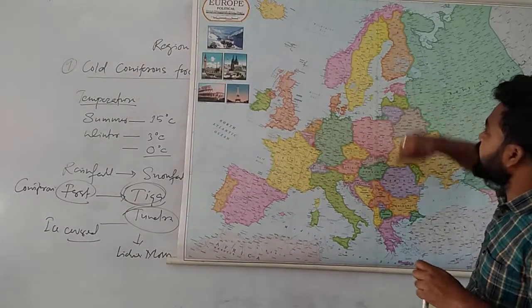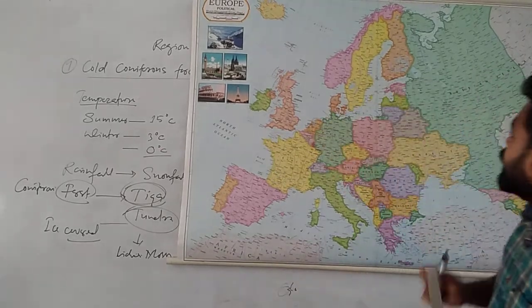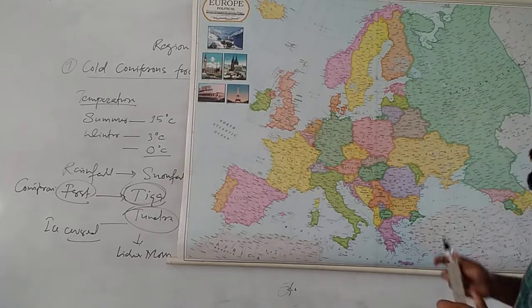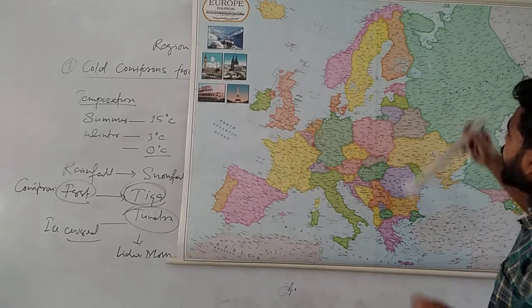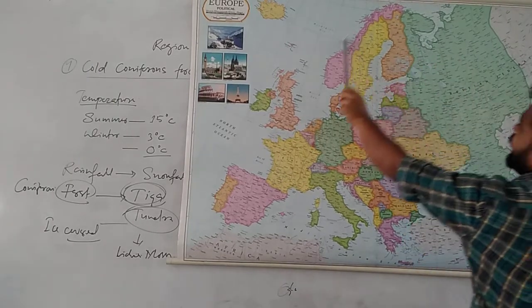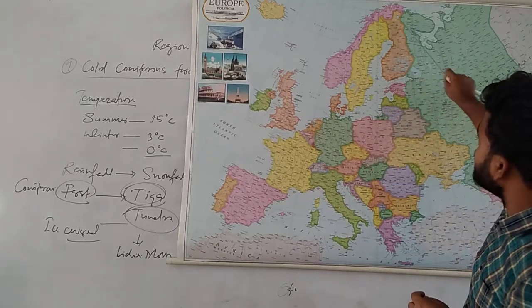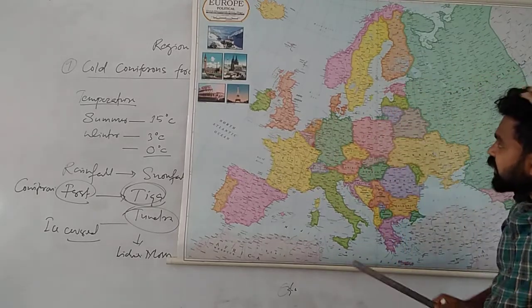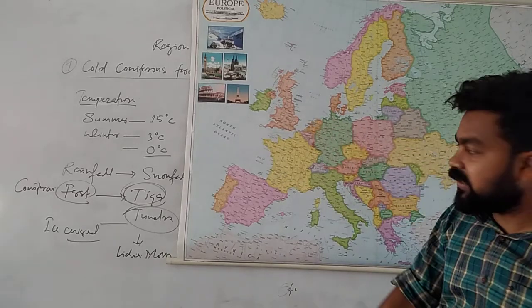This is Norway. What is the capital of Norway? The capital of Norway is Oslo. This is Sweden. This is Finland. Finland's capital is Helsinki. Sweden's capital is Stockholm. So in this region generally we can find the whole coniferous forest region, and this region is called the Scandinavian plateau. Some parts of the United Kingdom and Ireland are also included in this region.